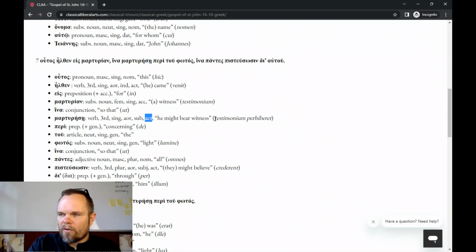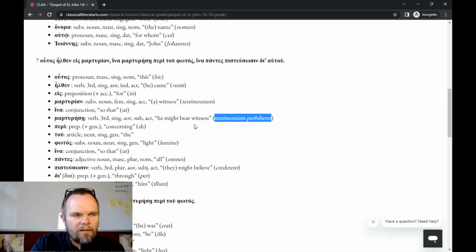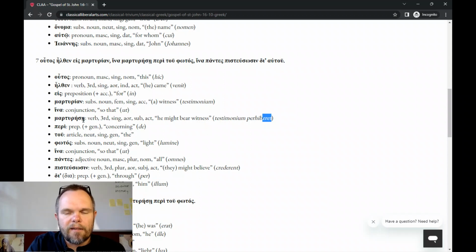And notice in the Latin that Saint Jerome translated this verb marturese with two words in Latin, testimonium perhiberet, which means the same thing, so that he might bear witness. Perhiberet is subjunctive in Latin, it's imperfect tense, and testimonium is given as the subject. But all of that's included in the verb marturese in Greek.